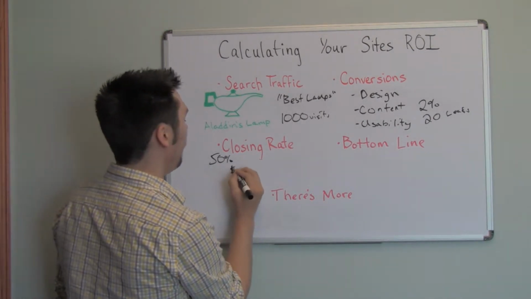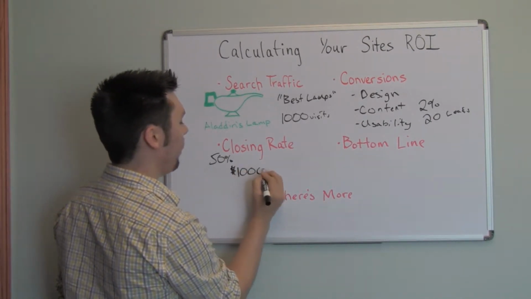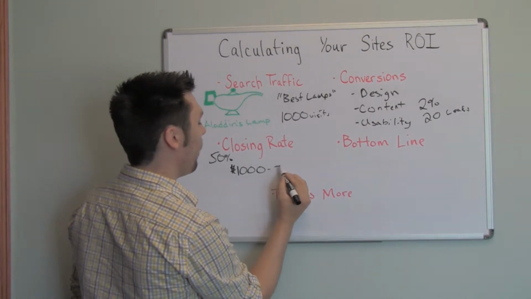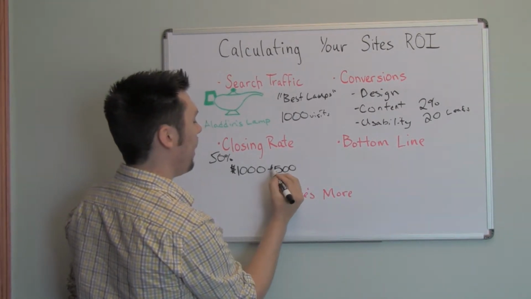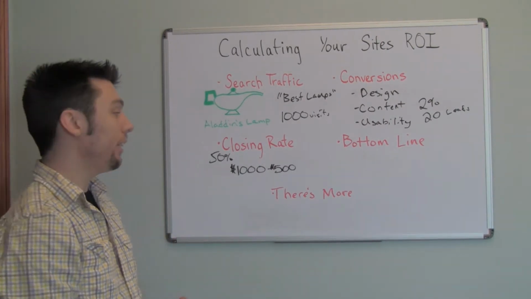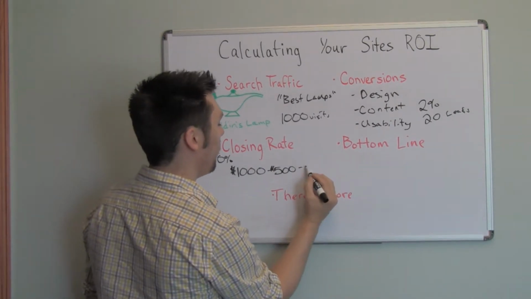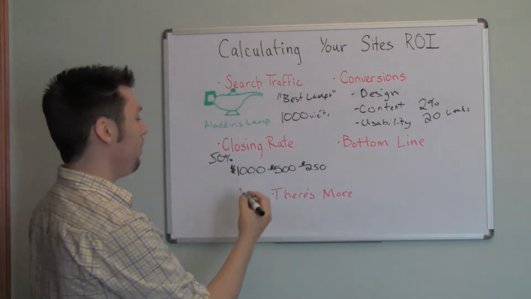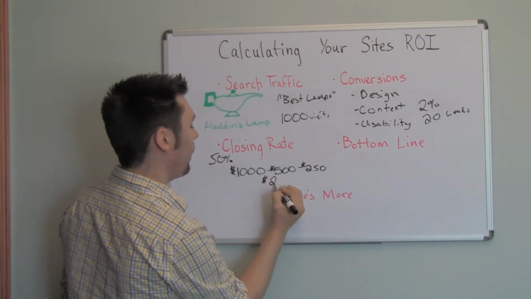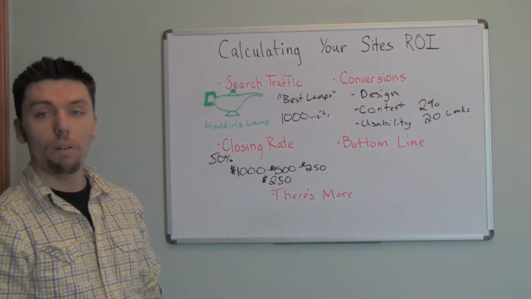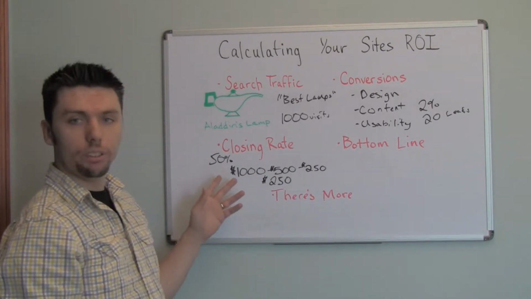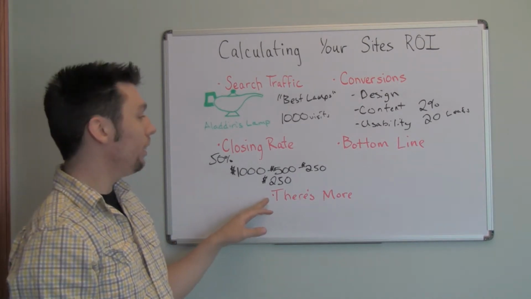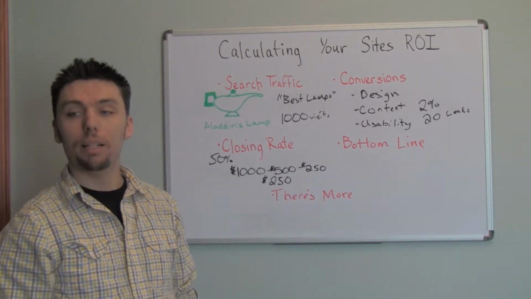So at Aladdin's Lamps, each lamp sells for $1,000. And then they take that 1,000 and subtract $500 because they've got time that they take to make each lamp. Then there's also materials. So let's say they spend $250 on each lamp for materials. So every lamp that they make, they have a $250 profit margin. Now that we know our closing rate and our profit margin, it's time to look at the bottom line.